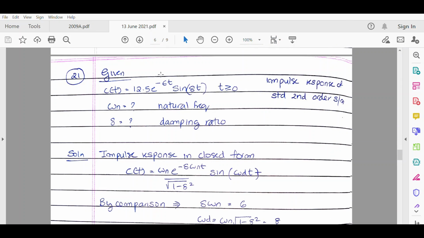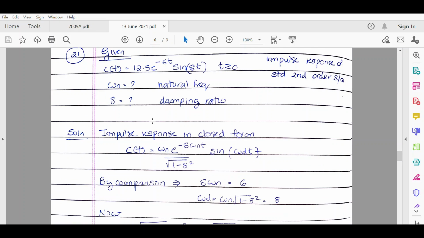Now the given data is the impulse response of the system for t greater than or equal to 0, and they have asked us the natural frequency and the damping ratio. Now if we were to see the impulse response of a standard second order system and the closed form equation representing that, it is given over here.